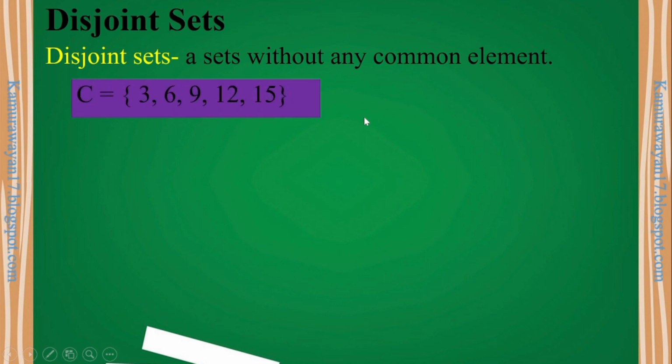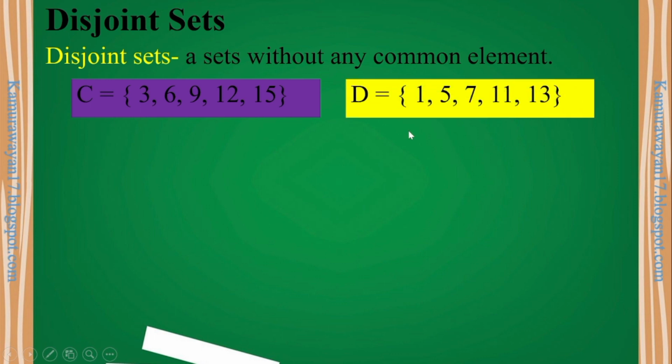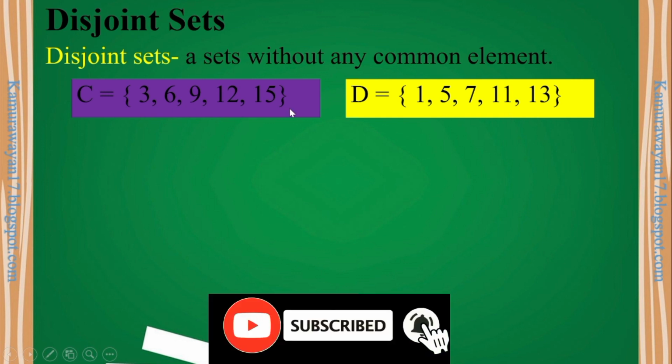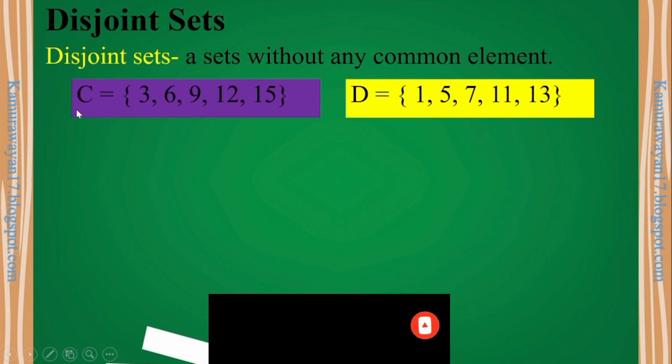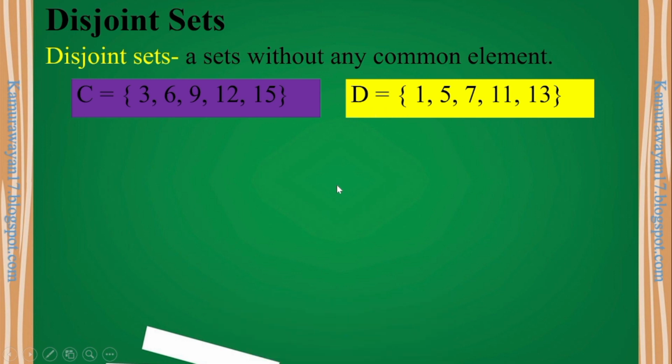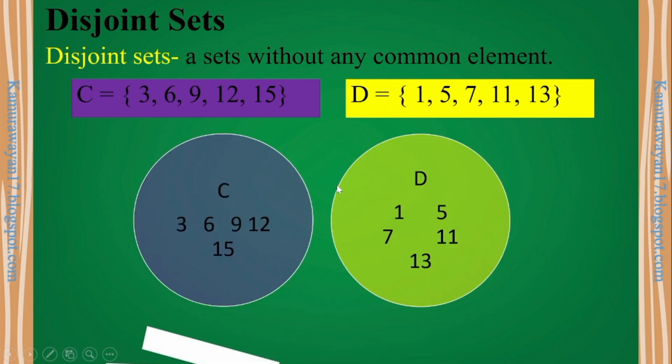Now, set C, we have 3, 6, 9, 12, 15. And set D, we have 1, 5, 7, 11, 13. So we will check: 3, wala; 6, wala; 9, wala; 12, wala; 15, wala. Therefore, these two sets are disjoint sets. Kung isusulat natin sa Venn diagram, wala po talaga silang pagkakapareho kahit isa.